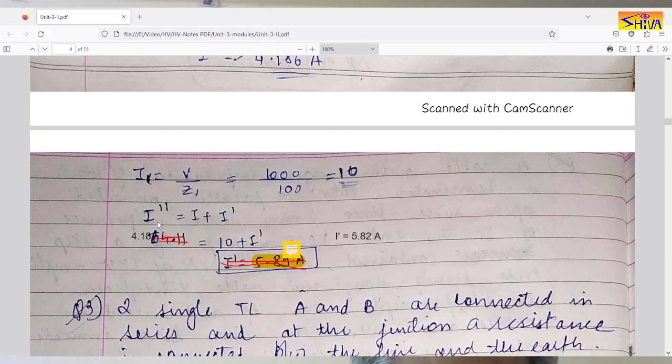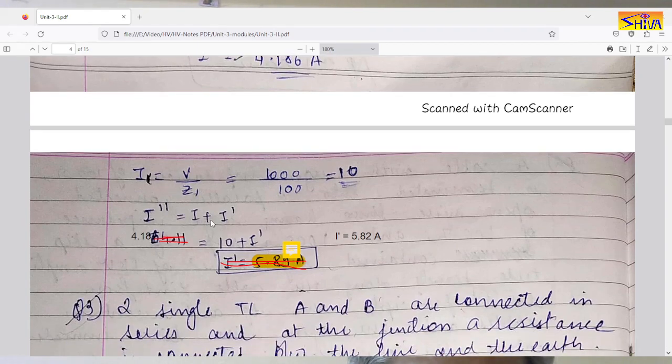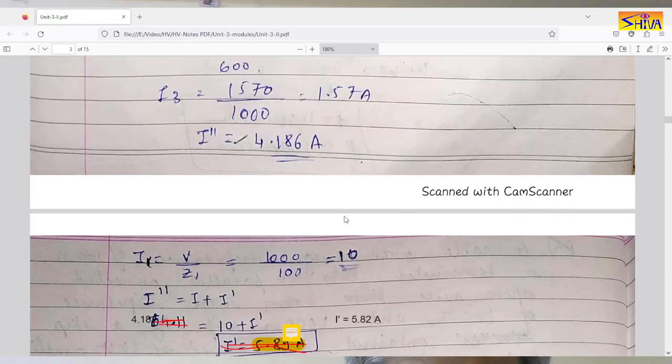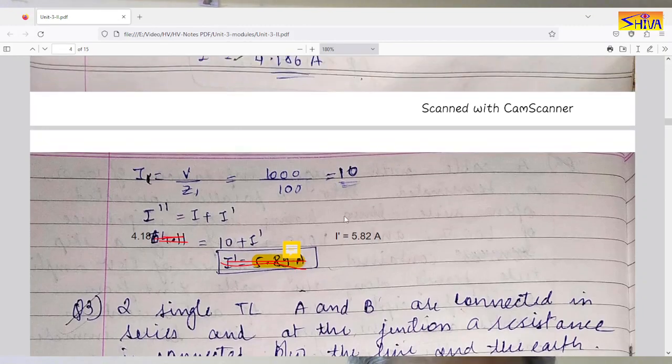Now we can verify this by this formula. I double dash is equal to I plus I dash. So I double dash we obtained 4.186. I is 10 amperes. So I dash will be, according to this formula, 5.82 amperes.